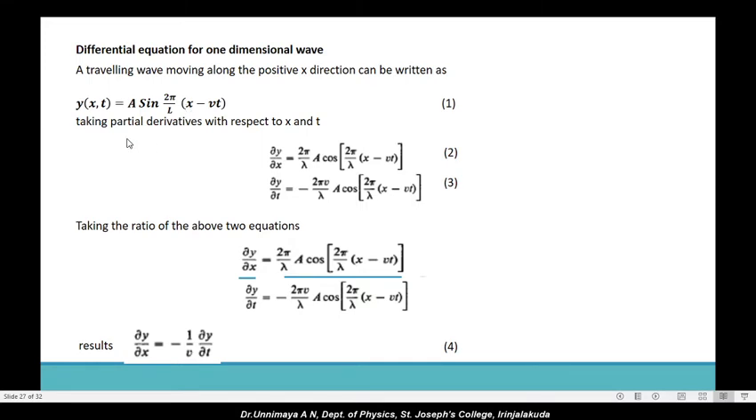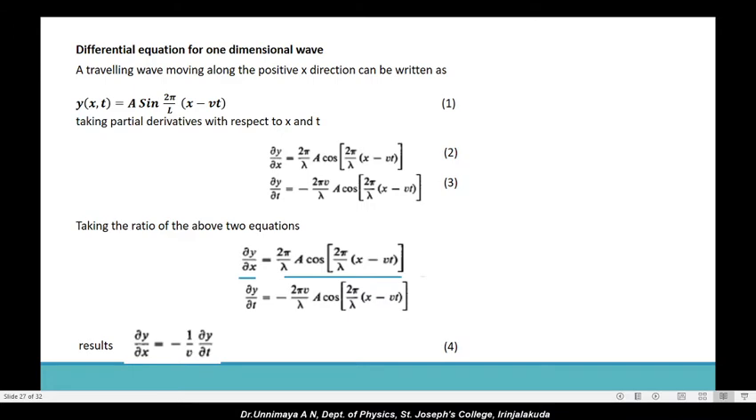Take the partial derivative with respect to x. Partial derivative, you may know it; I just give a brief introduction about that. Here the function y has two variables, x and t. So if we differentiate y with respect to x, taking the other term t as a constant, we call it a partial derivative.